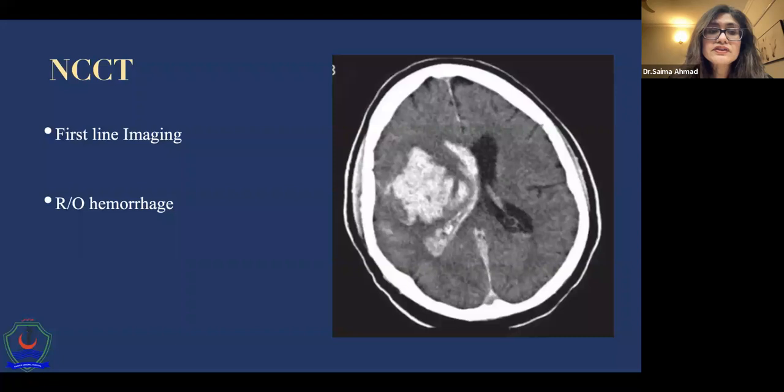First of all, we need to rule out the hemorrhage, because if there is a hemorrhage, then we do not send the patient for IVTP or for the EVT. So this is the first line. This is an image with a large parenchymal hemorrhage with intraventricular extension. So no therapy can be offered.